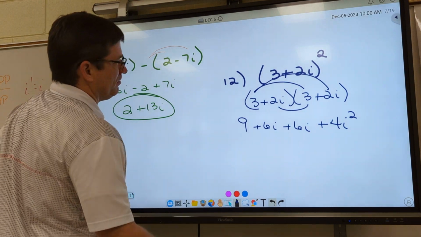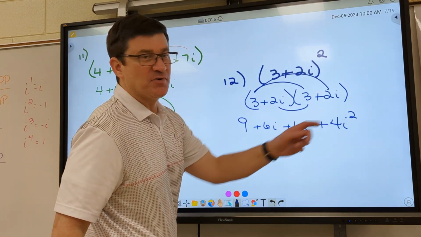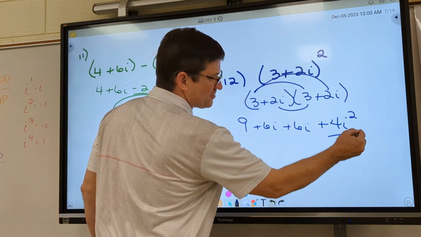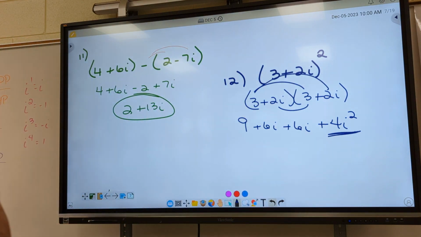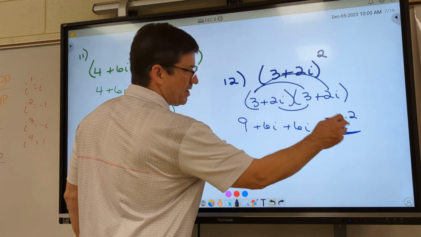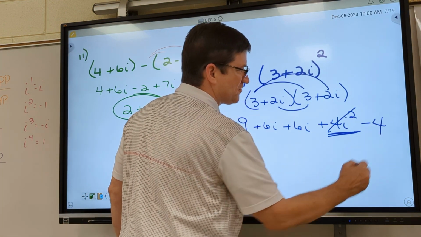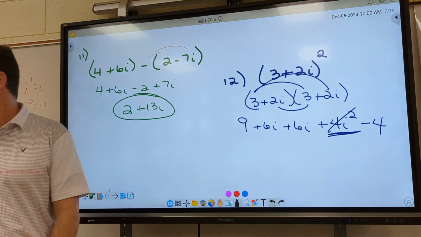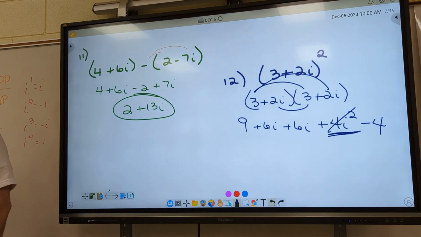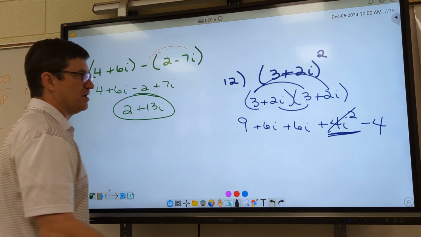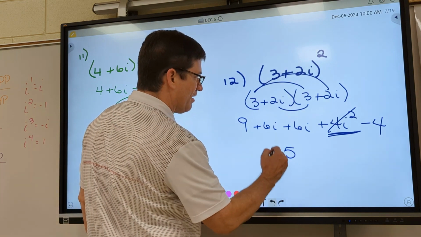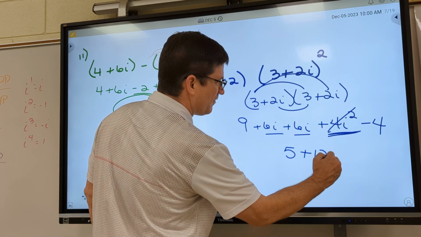All right, so number 12, we got to fix this right here, Samari. What's that plus 4i squared going to turn into? Let's think about it. What's i squared turn into? Negative 1, right? So that's really negative 1 times 4, which is just minus 4. I would just mark out 4i squared and write minus 4 on the end is what I would do. All right, and after that, it should be easy. Just combine your like terms. 9 minus 4 is 5. 6 plus 6 is 12i.